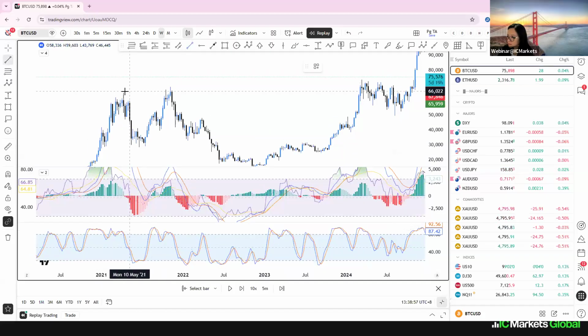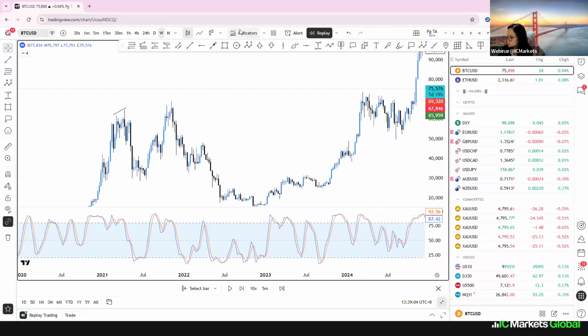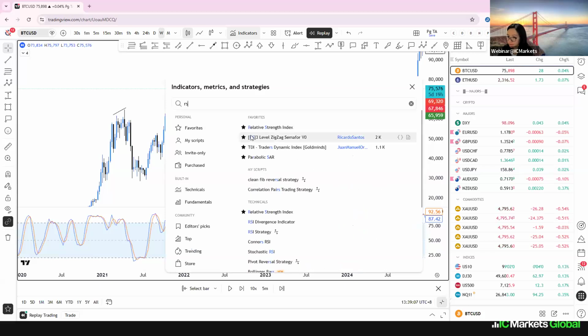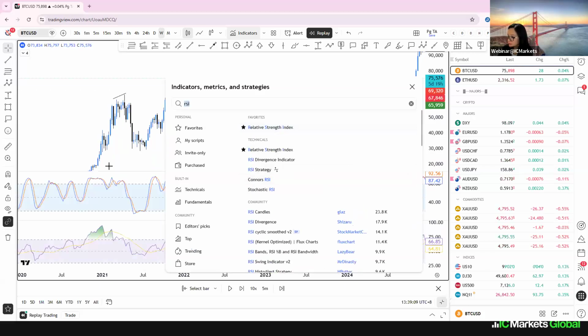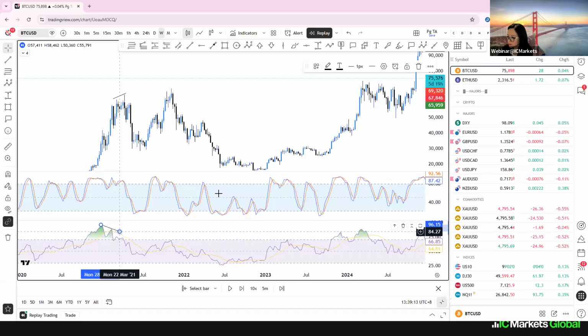This one as well. Where is that? This is bearish divergence. You see that? And price falling.